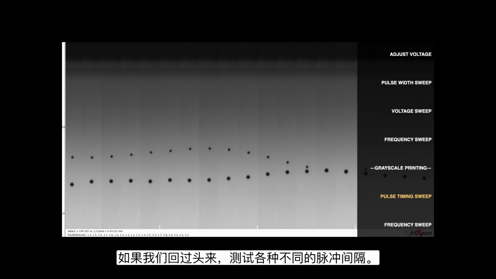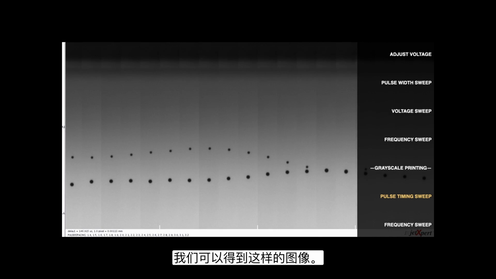If we go back and test a bunch of different spacings between those pulses, we generate an image like this. So we've tested a bunch of different pulse spacings, and we can see the velocity of the second drop, so the drop formed by that second pulse. Where is it maximized? And it looks like it's maximized somewhere around here.